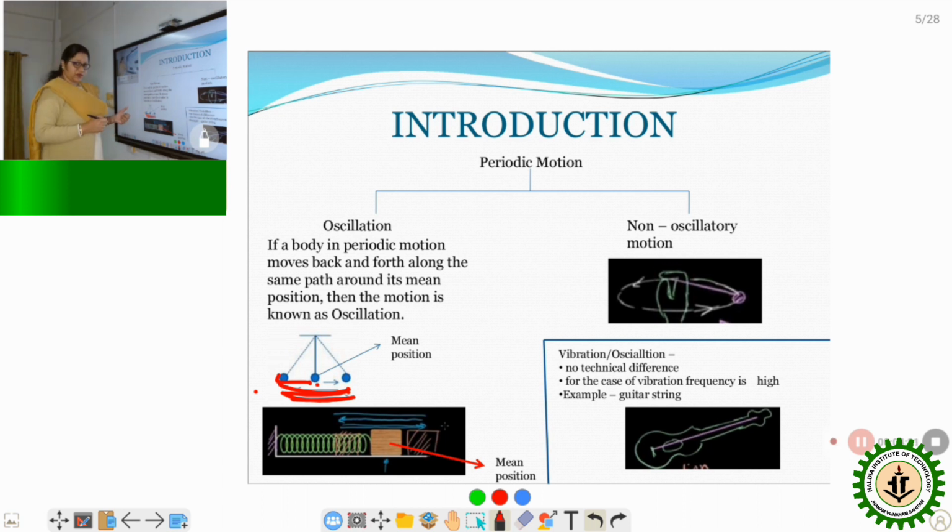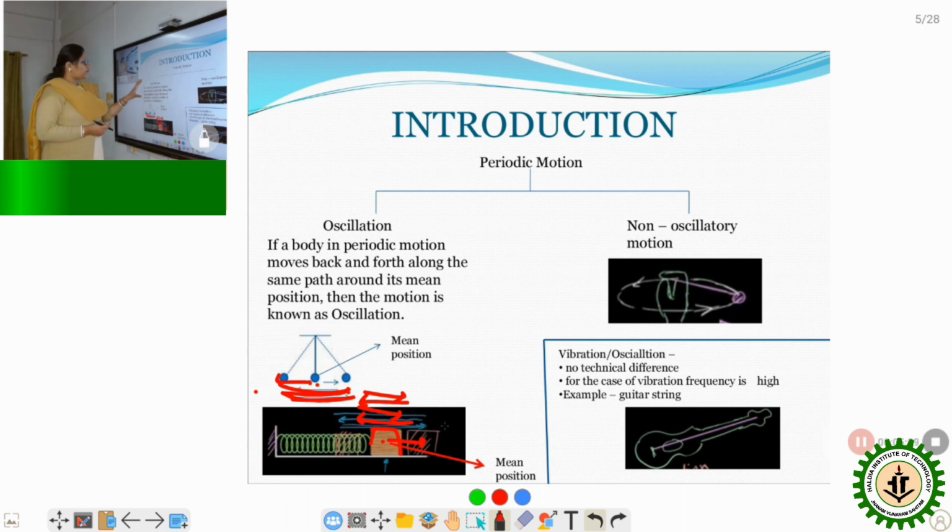I am giving you one more example. This is a block which is attached to a horizontal spring. This position is its equilibrium position. When we displace this block from its equilibrium position, suppose in this direction, because of this spring, it will just oscillate, in this direction, again this direction, again this direction. So you can see the nature of this motion is back and forth around its equilibrium position.